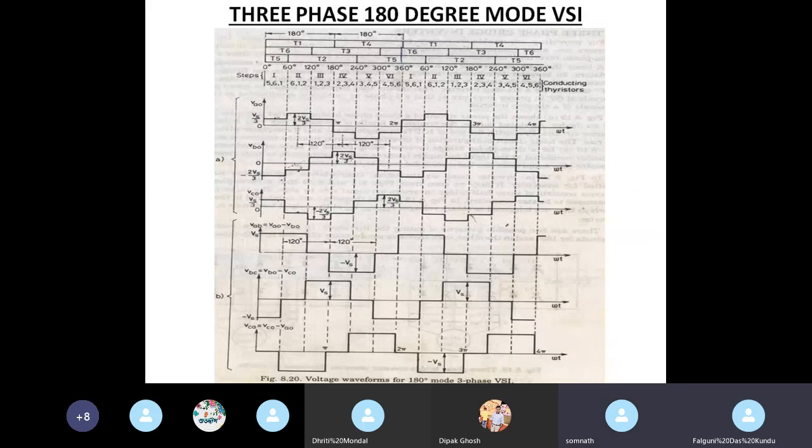Okay. So here VA0 is VS by 3 for this portion, means 0 to 60 degree. VAB is VS by 3 minus of minus means plus VS by 3. That means the value becomes VS. Okay. For 60 to 120 degree, VAB is 2 VS by 3 minus VS by 3, sorry, minus of minus VS by 3, that means only VS. So we get this two as VS.